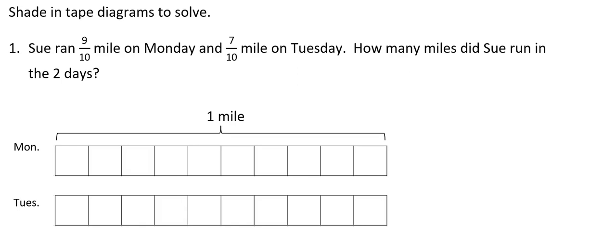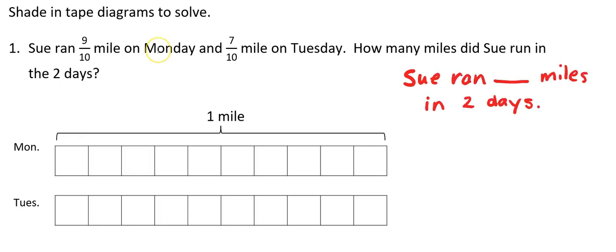I'm going to start by writing an answer statement with a blank where my final answer will go. This will help keep me focused on the goal of the problem. So I will say Sue ran blank miles in 2 days.